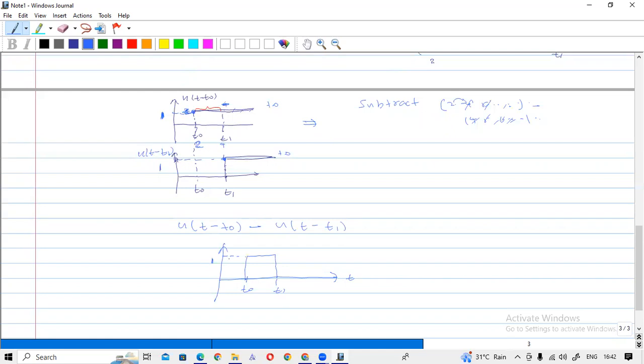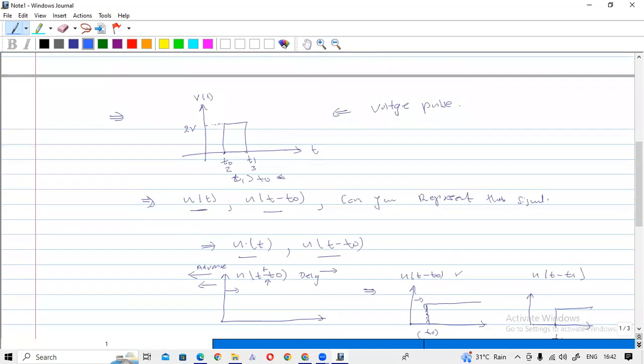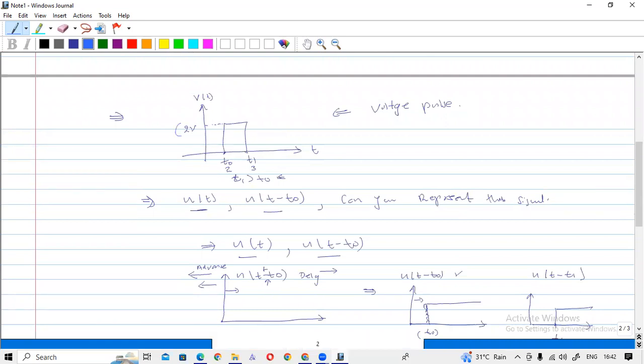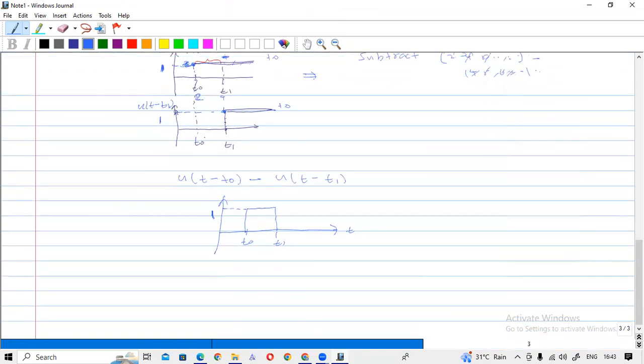So you will have this kind of pulse, but the weight is 1. But you are given a 2-volt signal. So you have to make this 1 into 2. Then what do you have to do? If you multiply this by 2, you will get the given signal. You can separately multiply it.